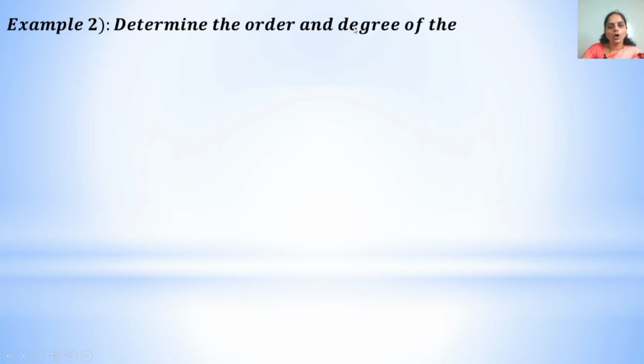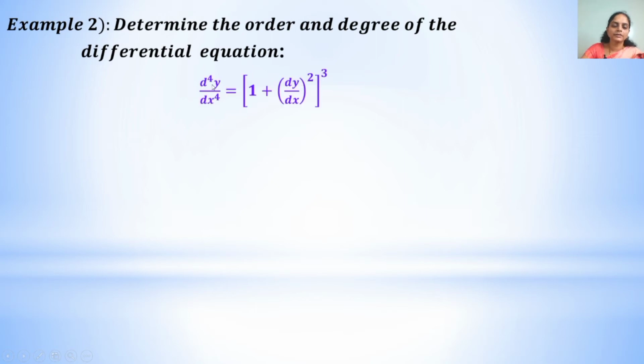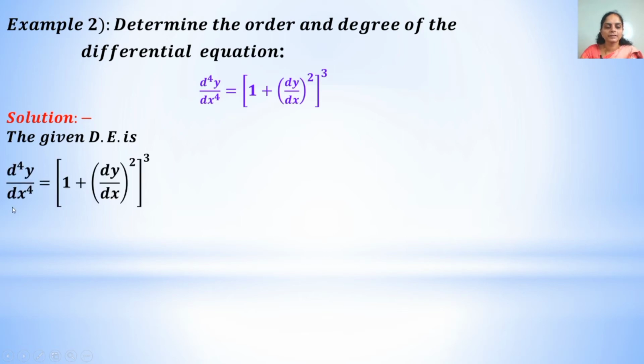Next example is determine the order and degree of the differential equation, and the differential equation is d⁴y/dx⁴ = [1 + (dy/dx)²]³. Let's start the solution. First we write the given differential equation. The given differential equation is d⁴y/dx⁴ = [1 + (dy/dx)²]³.